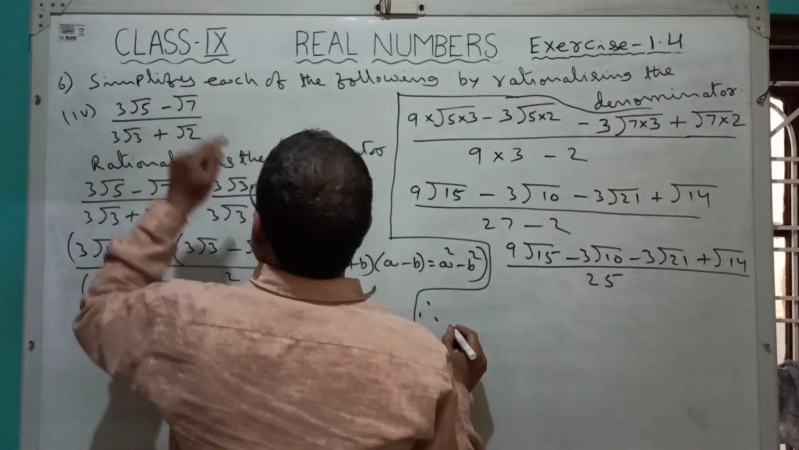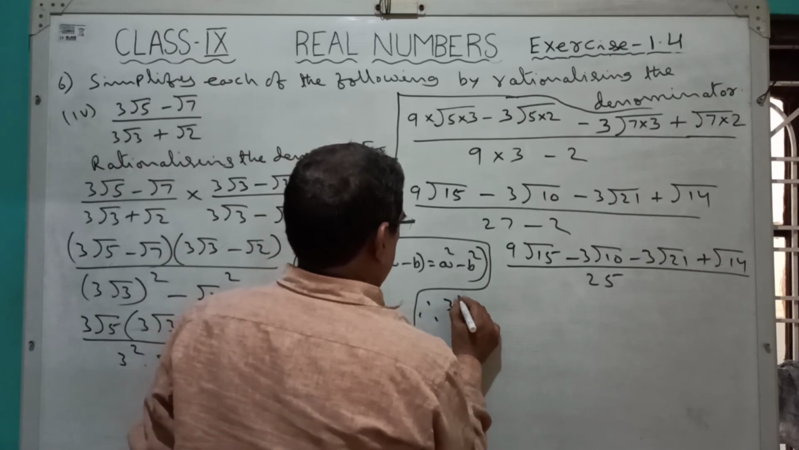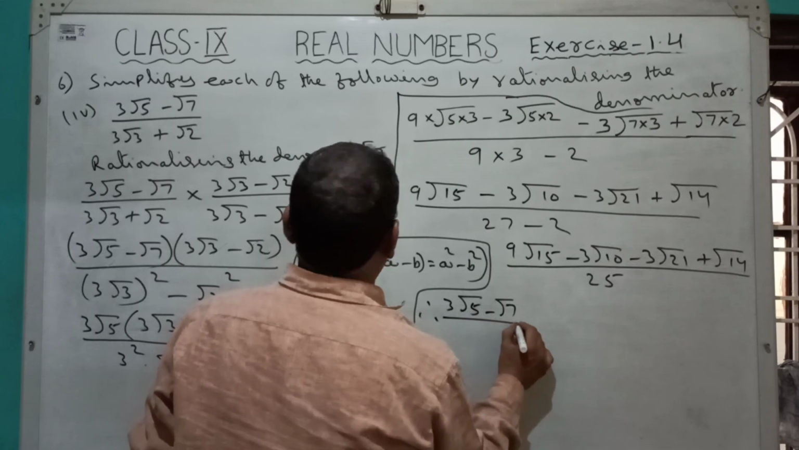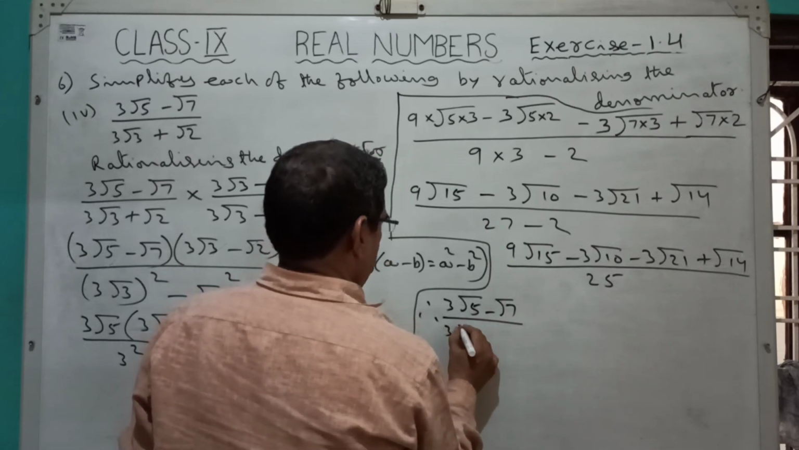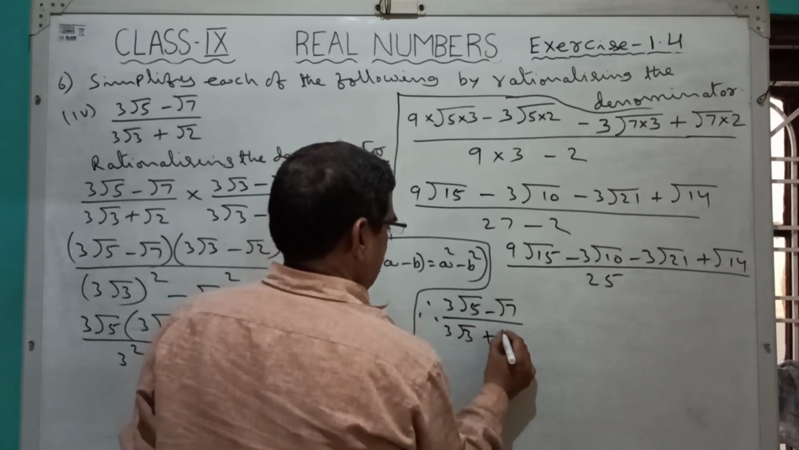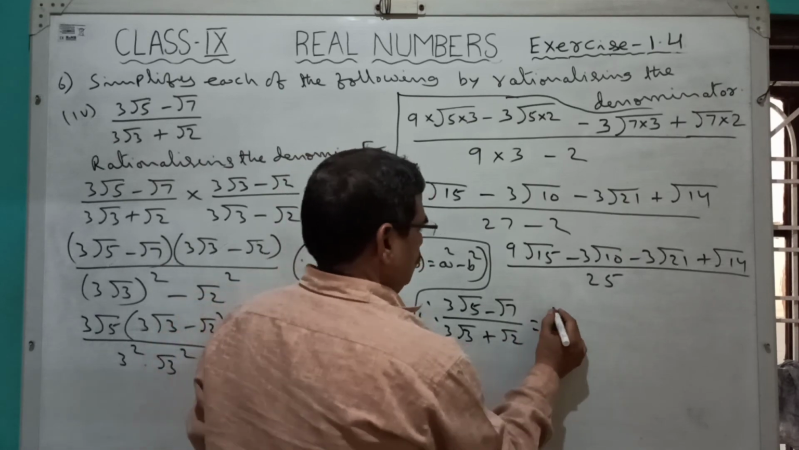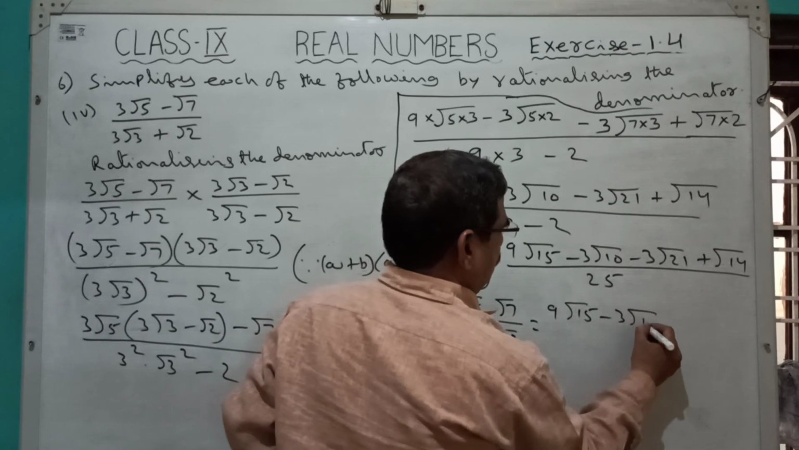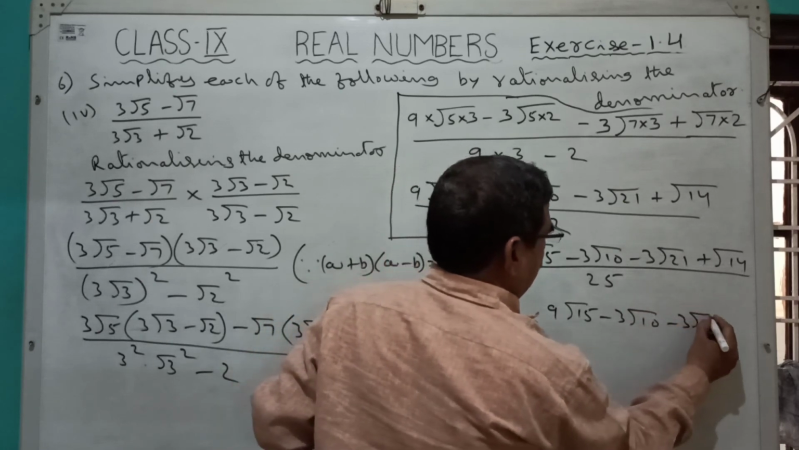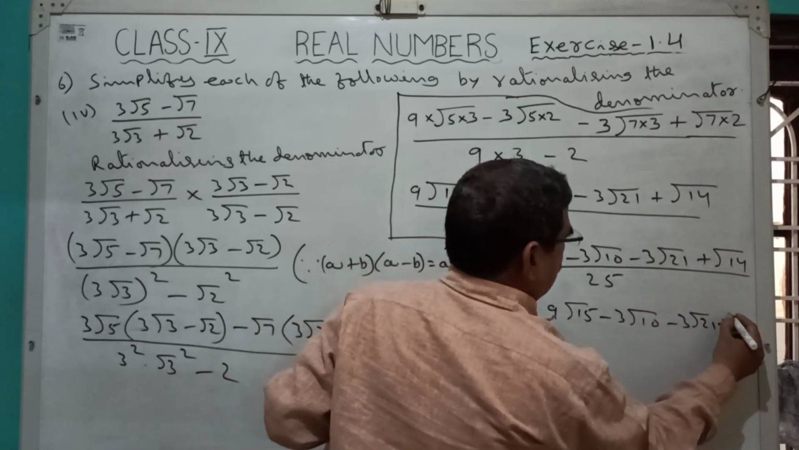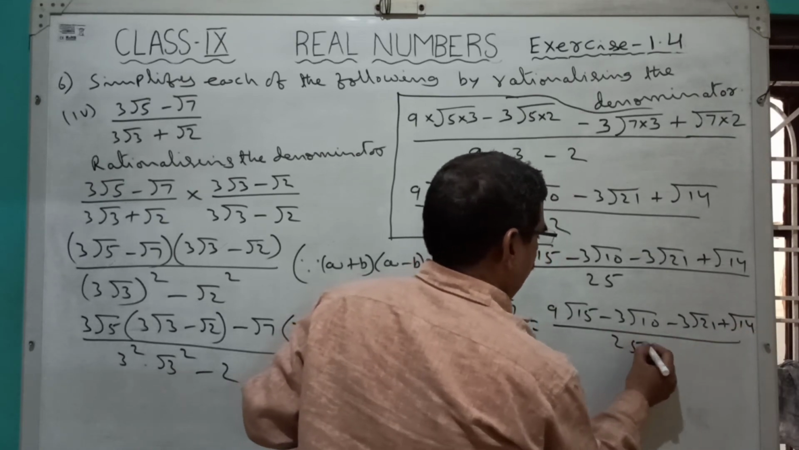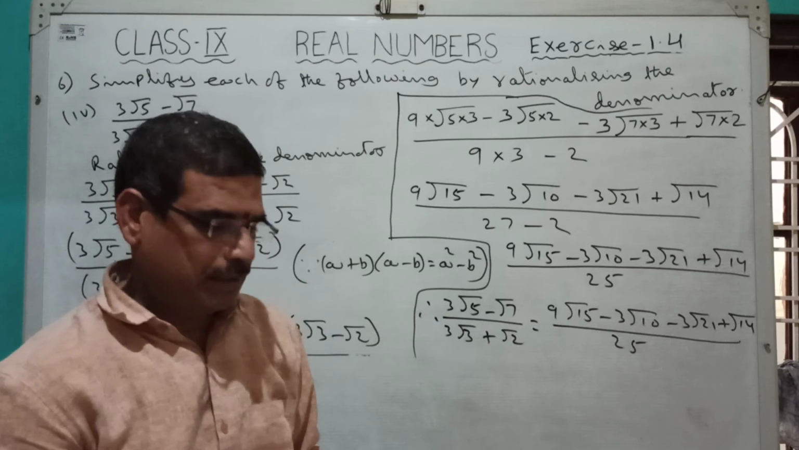Therefore, 3 root 5 minus root 7 divided by 3 root 3 plus root 2 is equal to 9 root 15 minus 3 root 10 minus 3 root 21 plus root 14 by 25. So this is the final answer.